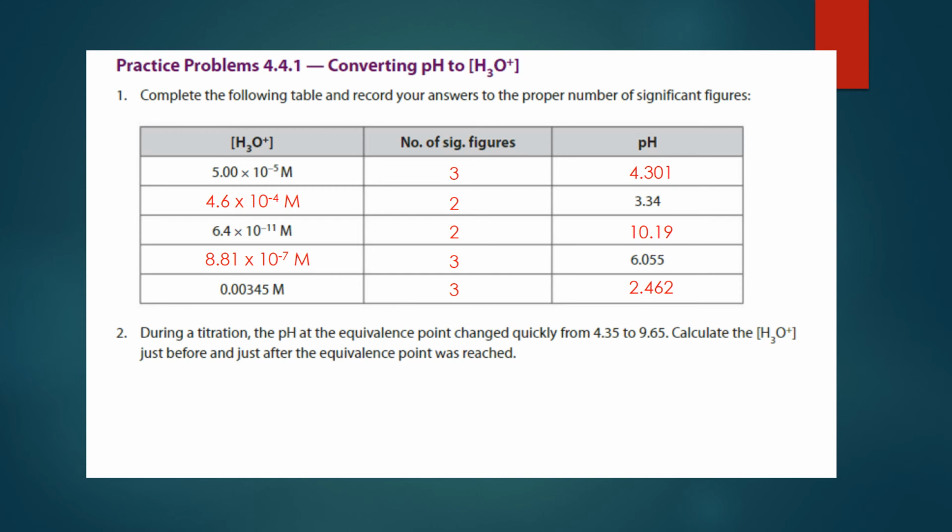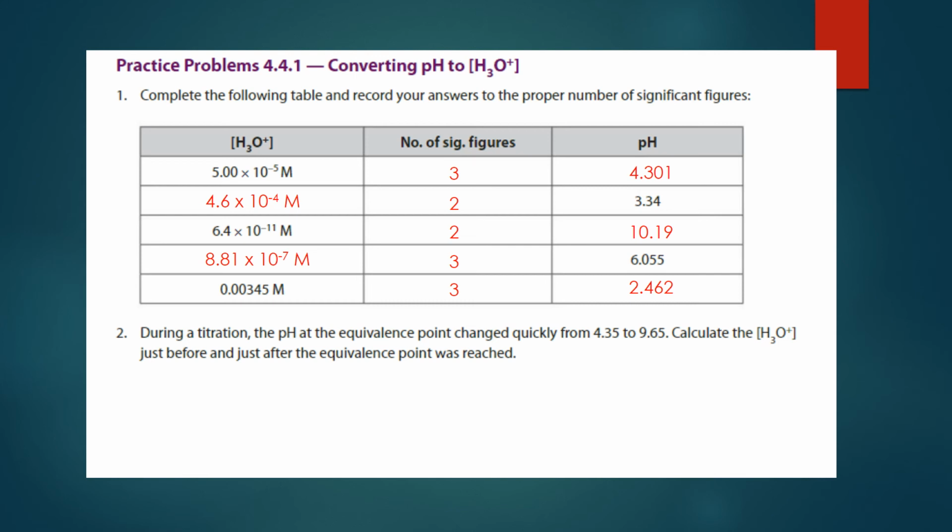You'll notice that if we're going from a concentration of hydronium to a pH, we're taking the negative log of that number. If we're going from the pH to a concentration of hydronium, we're taking 10 to the power of negative pH. So we're going back and forth that way.